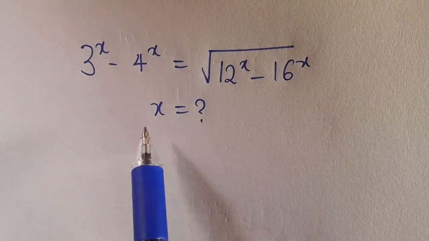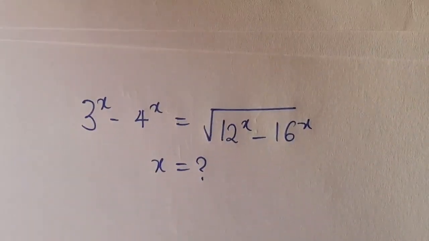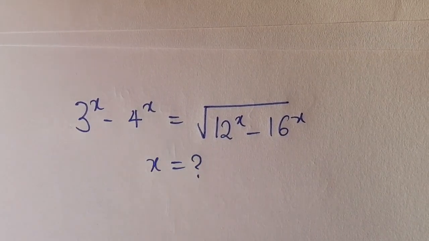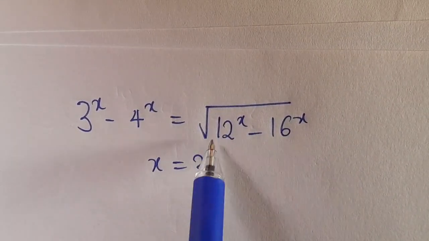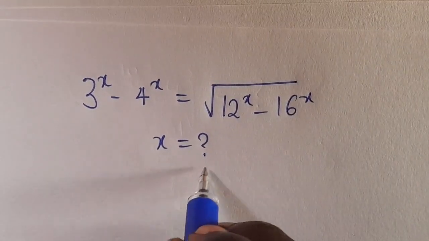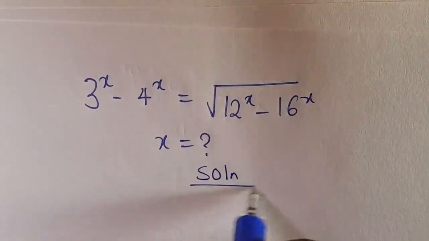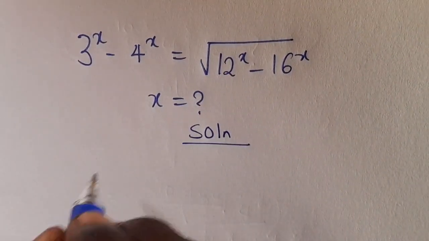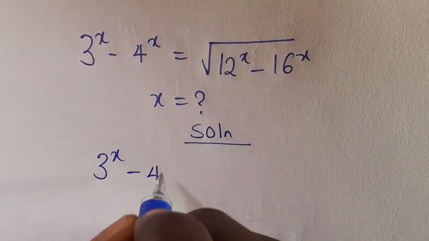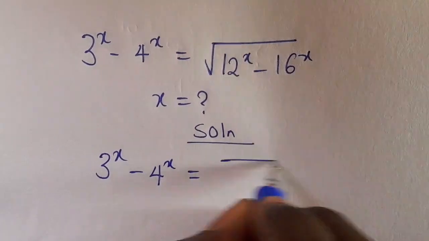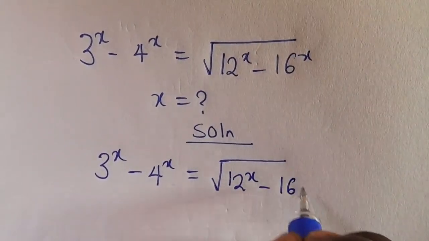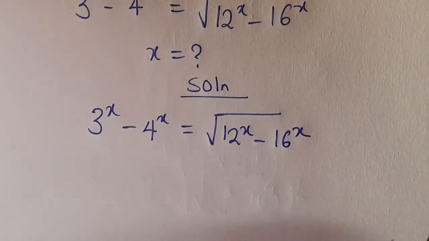Today we want to find the value of x given that we have 3 to the power of x minus 4 to the power of x equals square root of 12 to the power of x minus 16 to the power of x. So let's have it to be solution. Now from here we have 3 to the power of x minus 4 to the power of x equals square root of 12 to the power of x minus 16 to the power of x.